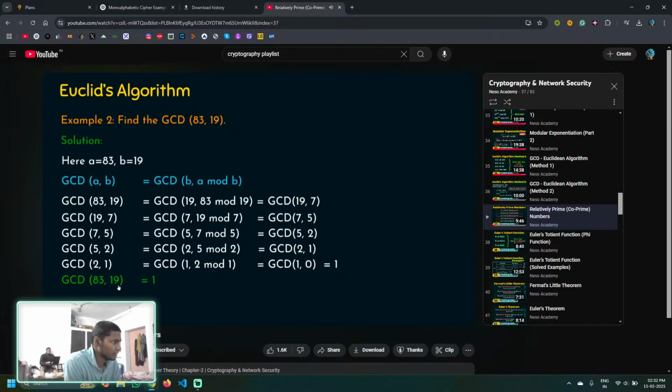If you get a number which is not 1, then obviously it means these two numbers are not relatively prime. If you get the GCD as 1, then it means these two numbers are relatively prime. Before we sign out, let's see various scenarios.